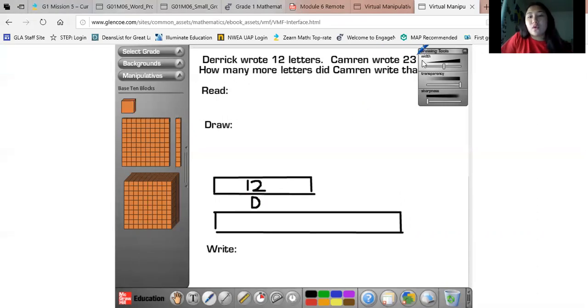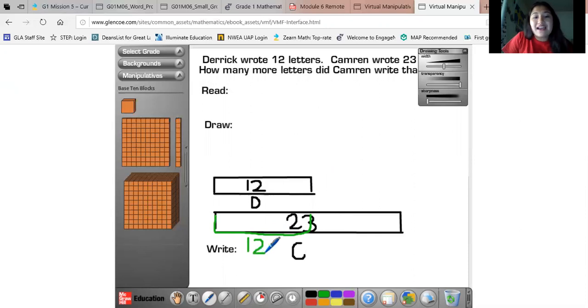Now we know that Cameron wrote 23 letters. So what number would go in this box? That's right, 23, to show Cameron's letters. Now we need to know how many more letters Cameron wrote than Derek. So I lined up these two tapes or boxes from my tape diagram right up against each other so that we could see the length of each one. 12 letters looks like this long, but 23 letters looks like this long. So I know that from here to here, this is also 12.